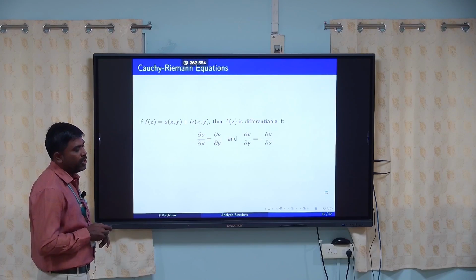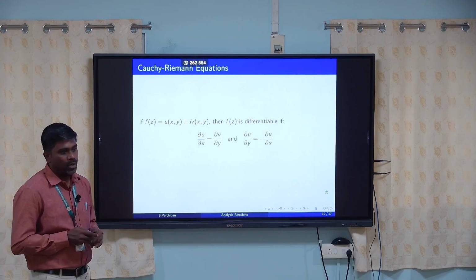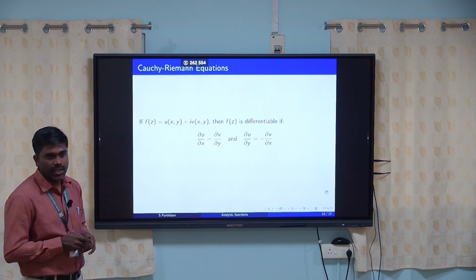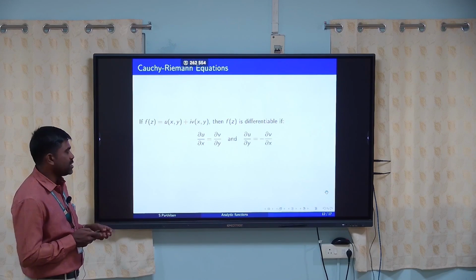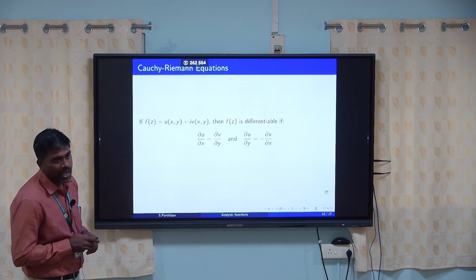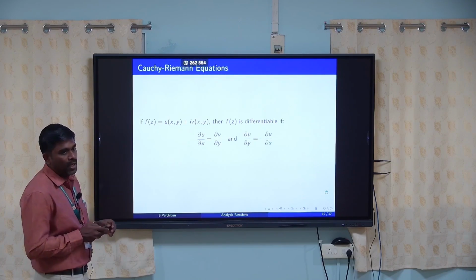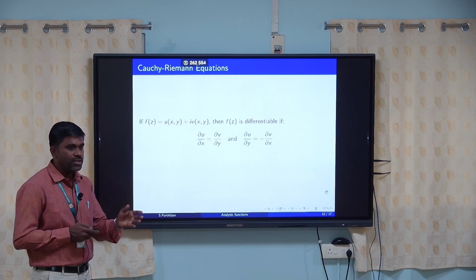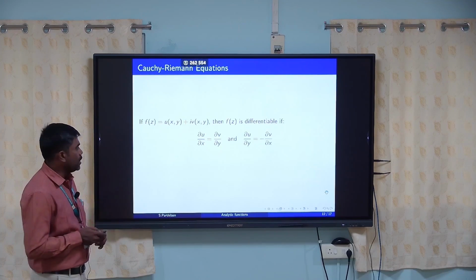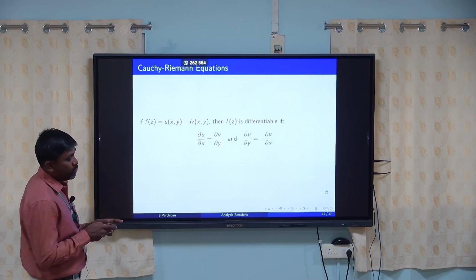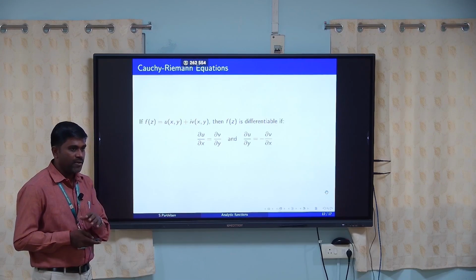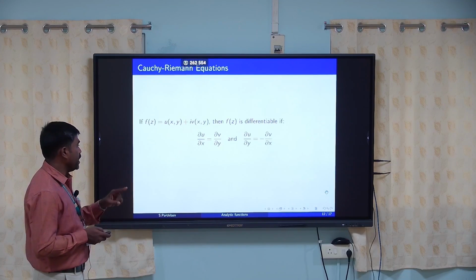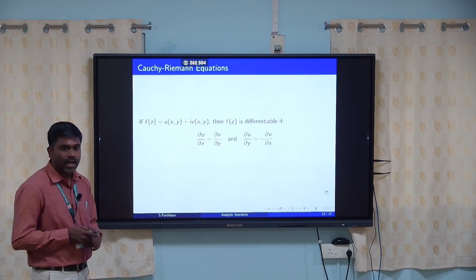Before we enter into the non-example of a differentiable function, let us discuss the Cauchy-Riemann equations. It is a necessary condition for whether the given function is differentiable or not. And it is also sufficient when the partial derivatives are continuous.